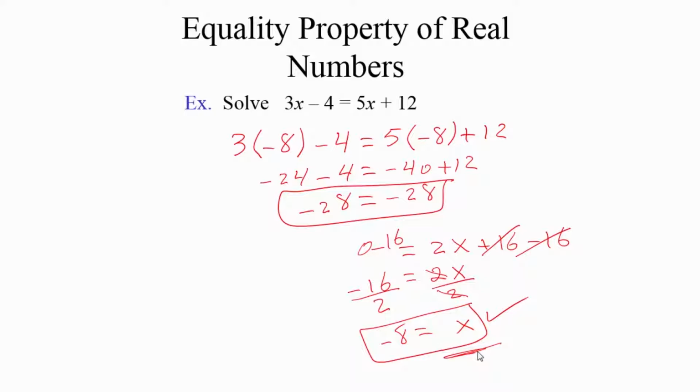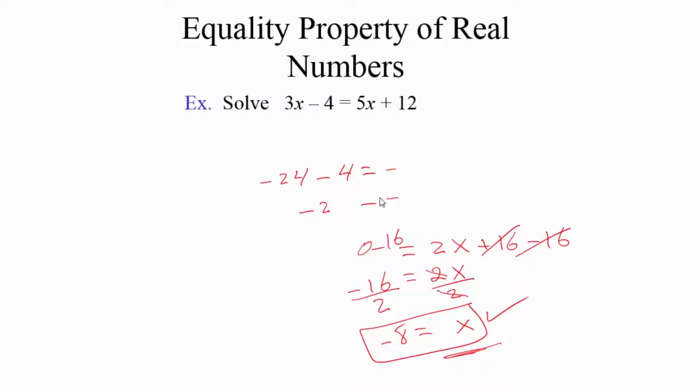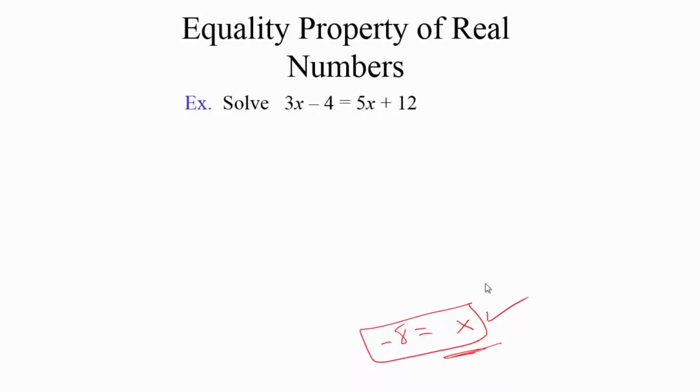So we tested that minus 8 does make the left-hand side of the equation equal to the right-hand side of the equation. Let's see what they did. You should have come up with the same answer. It might take a little bit different ways of doing this, but the answer should ultimately be the same.